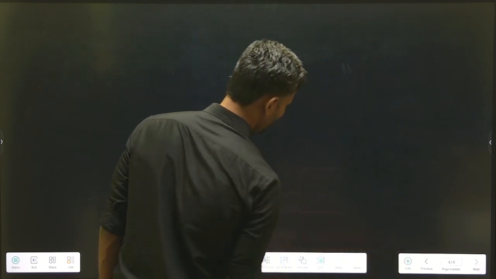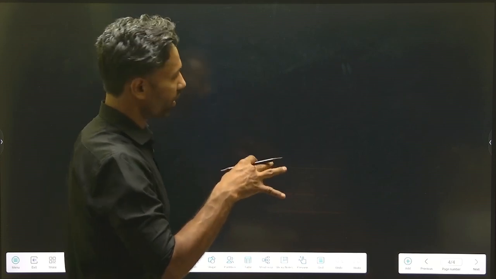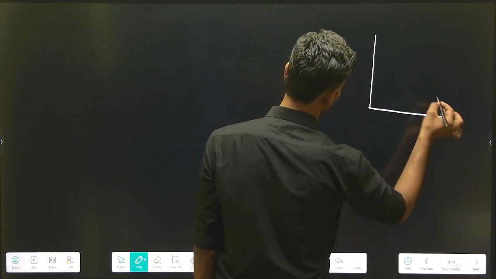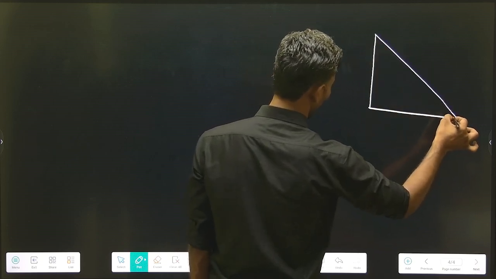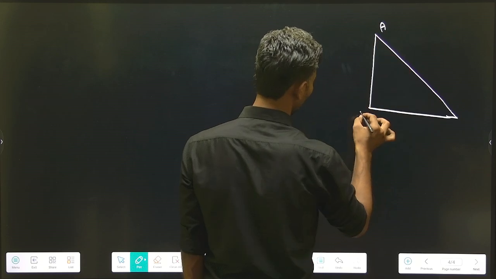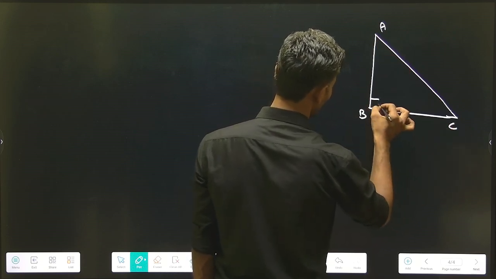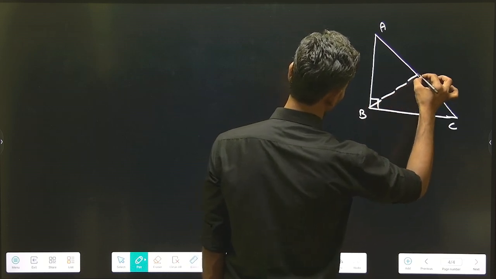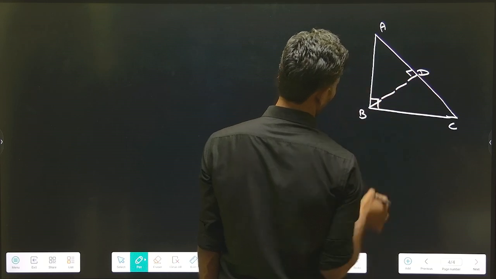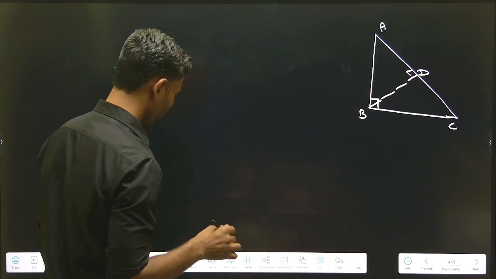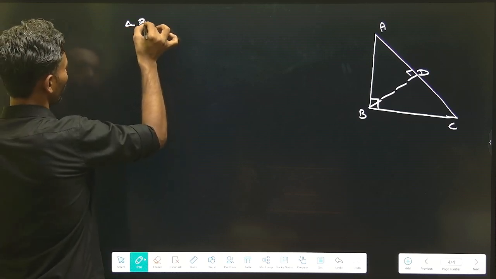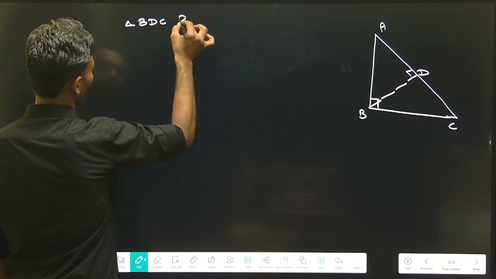I am drawing the diagram again over here, so we can understand things in a better way. So this was the triangle ABC. Angle B was already given as 90 degrees, and the construction done by us is that BD perpendicular to AC is drawn. So what we have to do now is prove triangle BDC and triangle ABC similar.